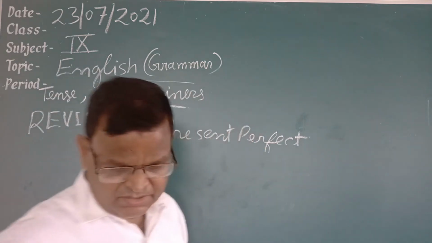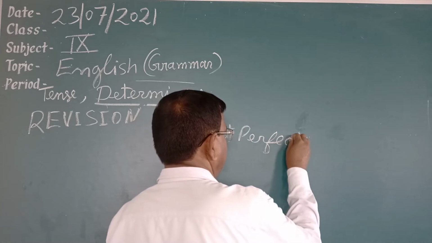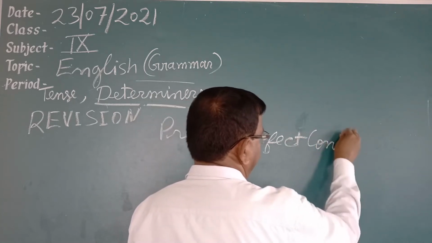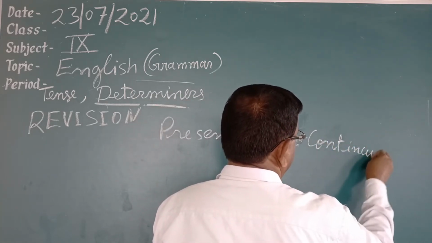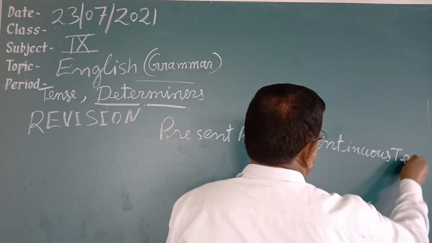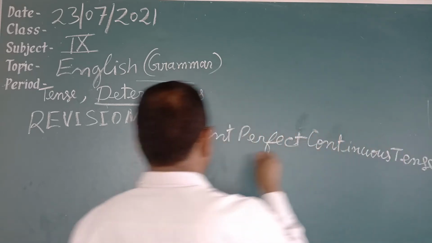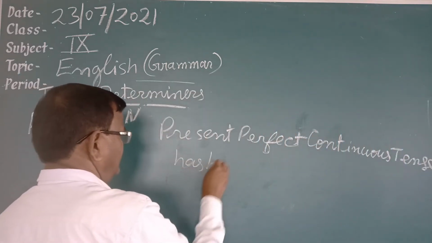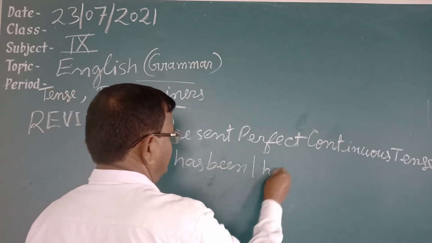Fourth part of present tense is present perfect continuous tense. In present perfect continuous tense, I have taught you that two helping verbs are there, has been and have been.